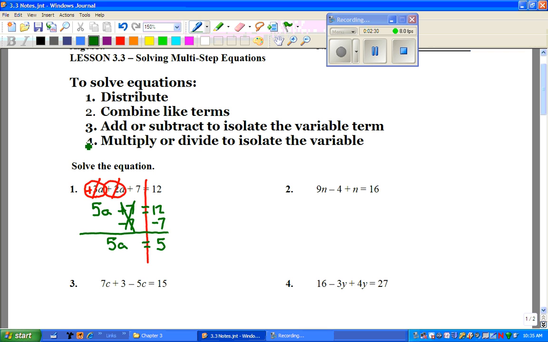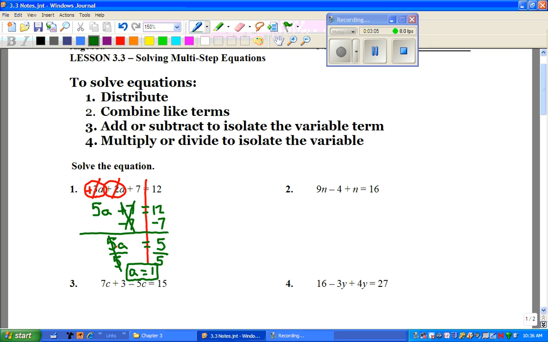Move on to step 4, multiply or divide to isolate the variable. Right now, in between 5 and a, we have a multiplication. So we're going to do the opposite of that, like you always do the opposite. We're going to divide by 5 here and divide by 5 here, and we're going to end up with my answer because 5 divided by 5 is 1, so we're left with 1a is equal to 5 divided by 5, which is 1. We're going to box that answer right there. Okay, so that's what we're doing to solve multi-step equations.